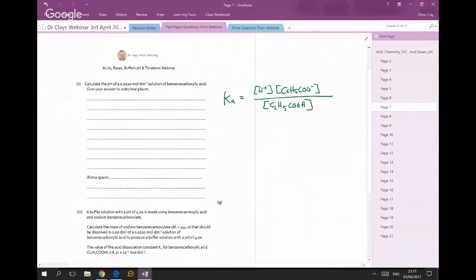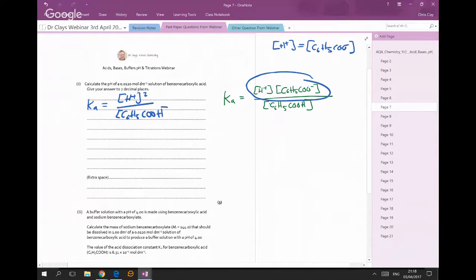All right. So, calculate the pH of 0.012 mol dm-3 solution of benzene carboxylic acid. Give your answer to two decimal places. Now, we haven't mixed this at all. So this is an unmixed situation. Therefore, the concentration of H plus is equal to that of C6H5COO minus. Therefore, we can simplify this equation to be H plus squared over the concentration of C6H5COOH. Hopefully, everyone's happy with that. Just shout if that's an issue. Just add your chat questions to the bottom.